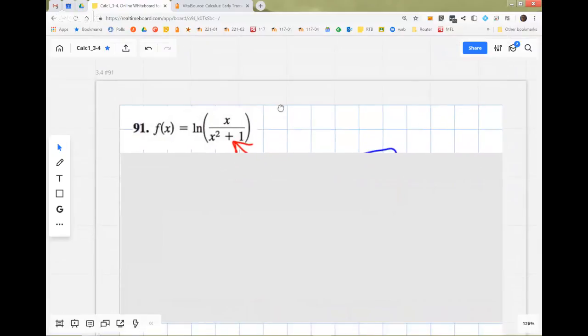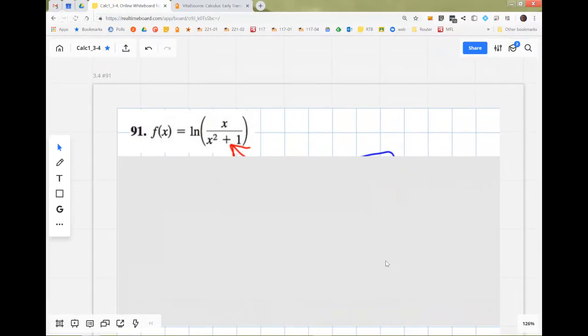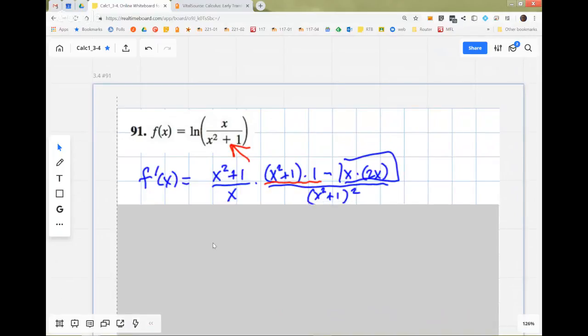91: here we go, the natural log again. So how do you take 1 over a fraction? I'm going to wait for you guys to answer that one. Because it's the natural log of this thing, how do you do 1 over x squared plus 1? Reciprocal. Yeah, just take the reciprocal.